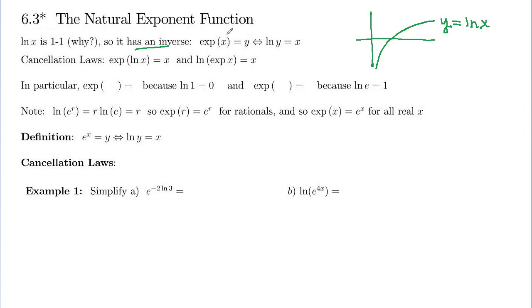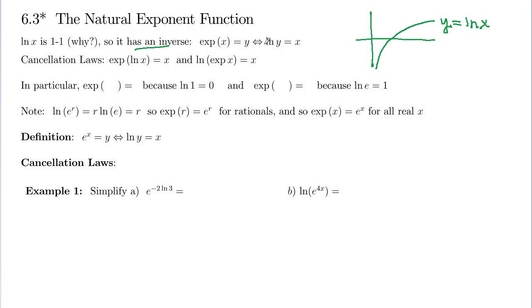We're going to call that inverse y equals exp of x. So that's going to be the exponential, natural exponential function. And the equivalent logarithmic statement here is that ln of y is equal to x. So right, our input x is our output here, and our output y is our input here.